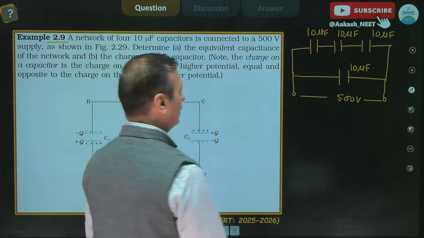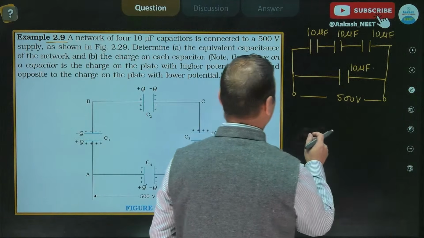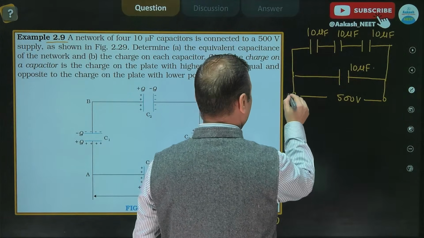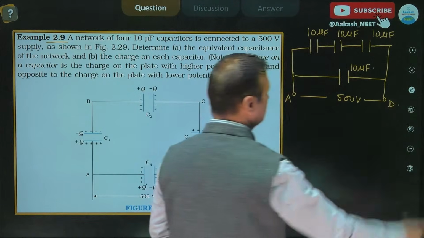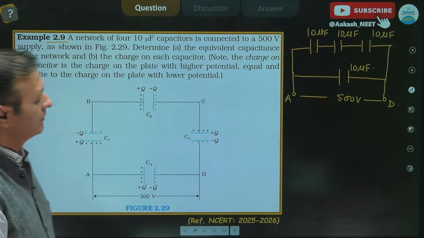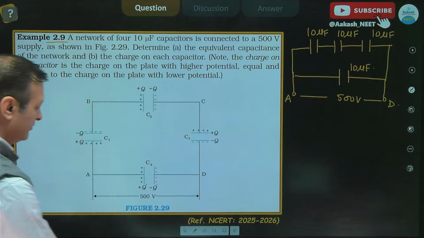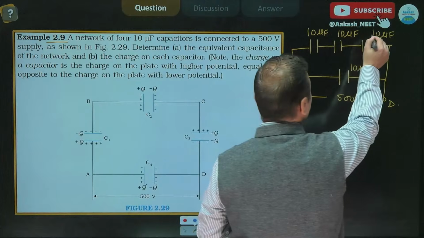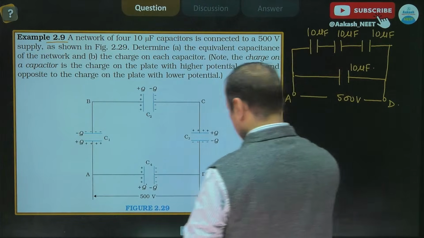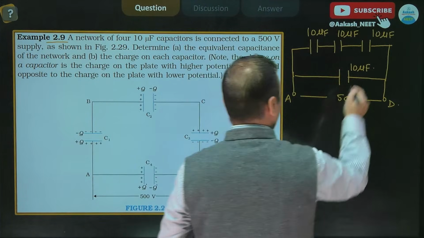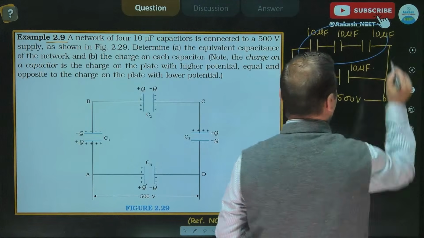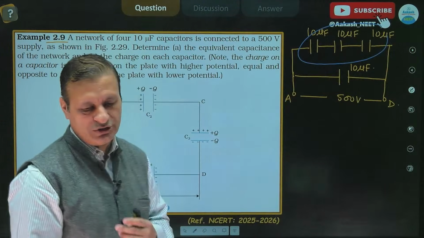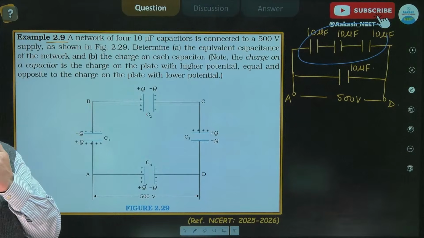So we have to find out the equivalent capacitance between these two points. We label them as A and D. Now if you look at the circuit, what do you observe? Can you see all these three capacitors? What do you observe? They are in series. Can you see all the three capacitors are in series?